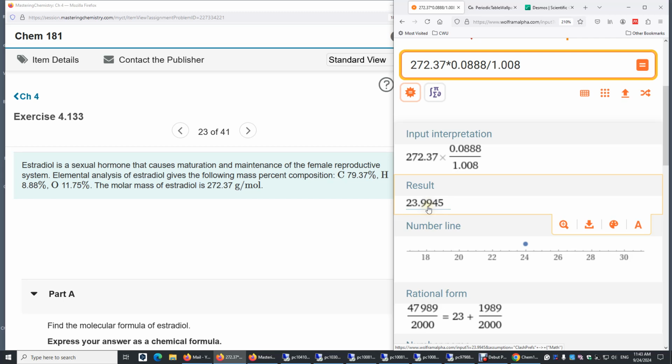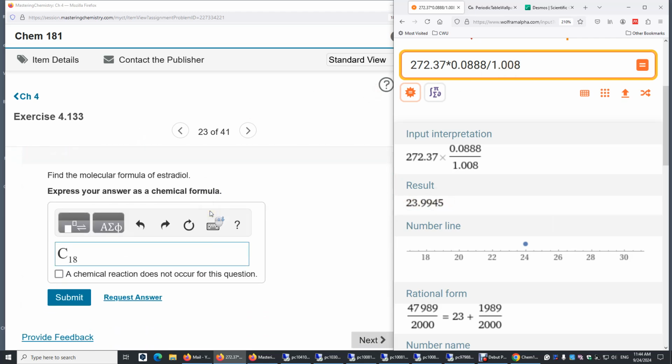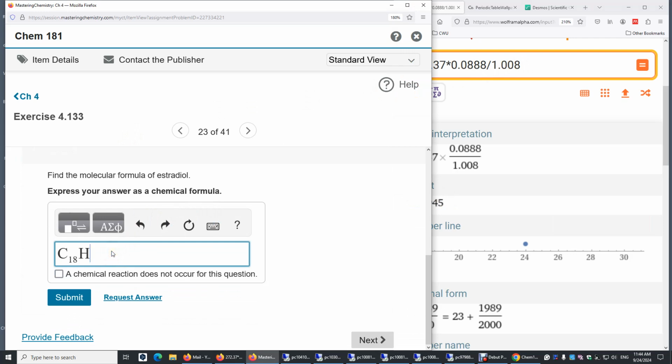Why is it not exactly 24? Well, because there's uncertainty here, and also this 1.008 is not really the exact molar mass of hydrogen. Alright, I think it's 1.0078 or 79. Anyway, this is very close to 24.